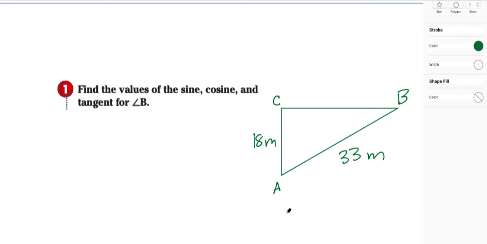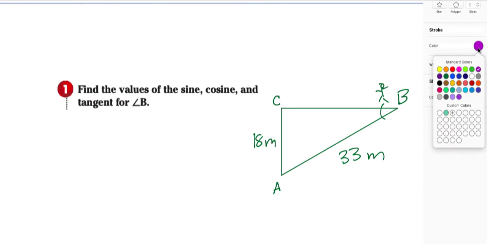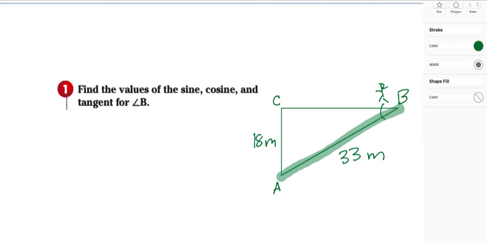So with that in mind, let's take a look at some problems. In example 1, we're going to find the values of the sine, cosine, and tangent for angle B. So here is where I am standing. This is my angle of reference. Let's keep in mind that the hypotenuse is always going to be across from the 90-degree angle. And I should have written that this is indeed a 90-degree angle. And so now that we've got that, let's think about what we know.